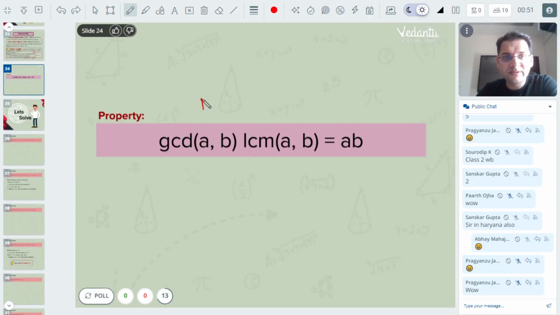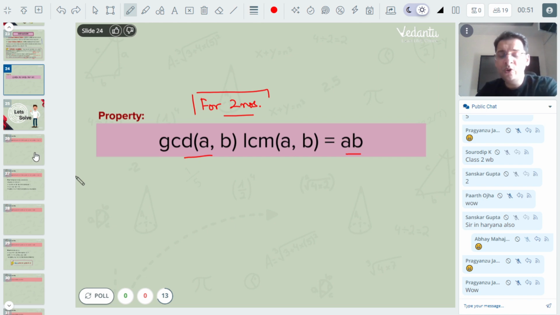For two numbers, the product of A and B is always equal to the product of their GCD and LCM. So product of two numbers is always equal to the product of their GCD and LCM. This only and only happens for two numbers. Is it clear?